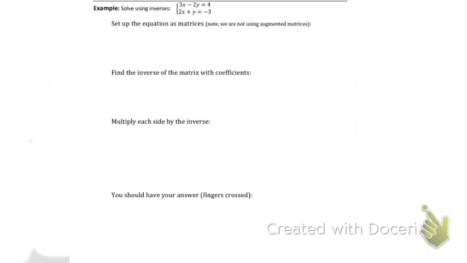So we're going to set up our equations as matrices. That means we are going to take that 3, 2, 2, and 1, and turn that into a 2 by 2 matrix. So we have 3, 2, 2, 1. And then we'll have x and y. And that's going to equal that 4 and negative 3.